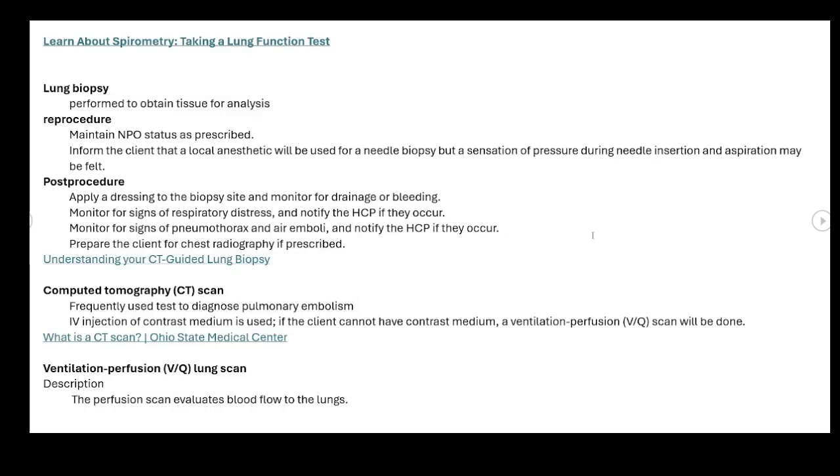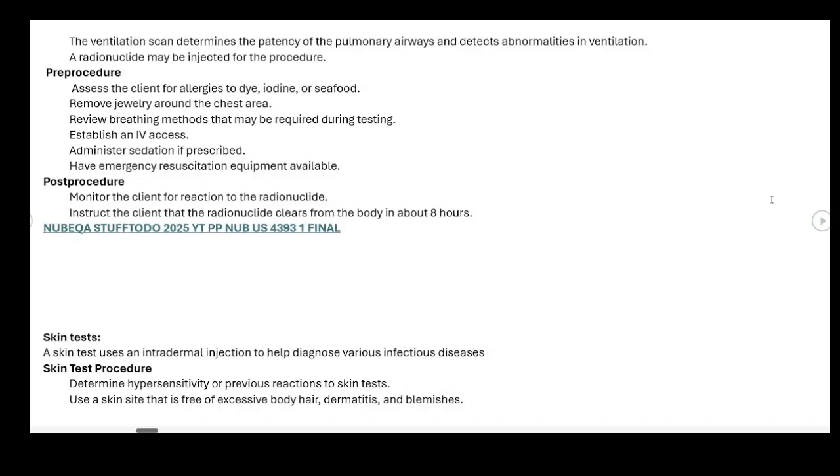So what is a ventilation perfusion scan? It's just a scan to determine if there's any blockage in the airways. We're talking about the perfusion scan, which evaluates blood flow to the lungs, and also the ventilation scan, which determines the patency of the pulmonary airways and detects any abnormalities in ventilation. A radionuclide may also be injected into the person during the procedure. So CT can come with a form of contrast or no contrast.